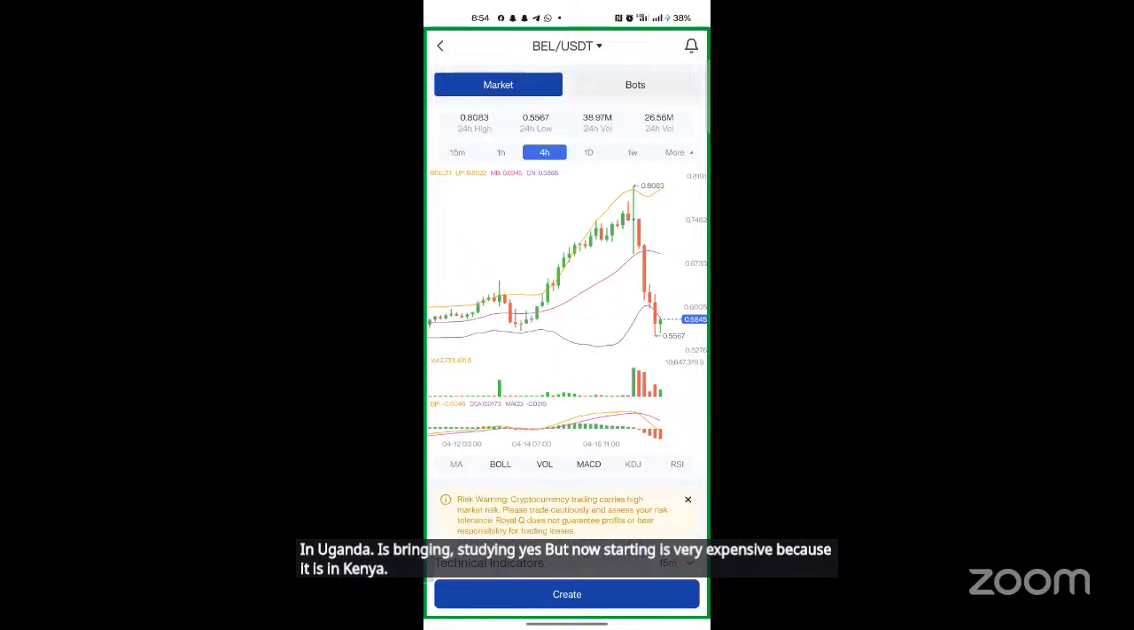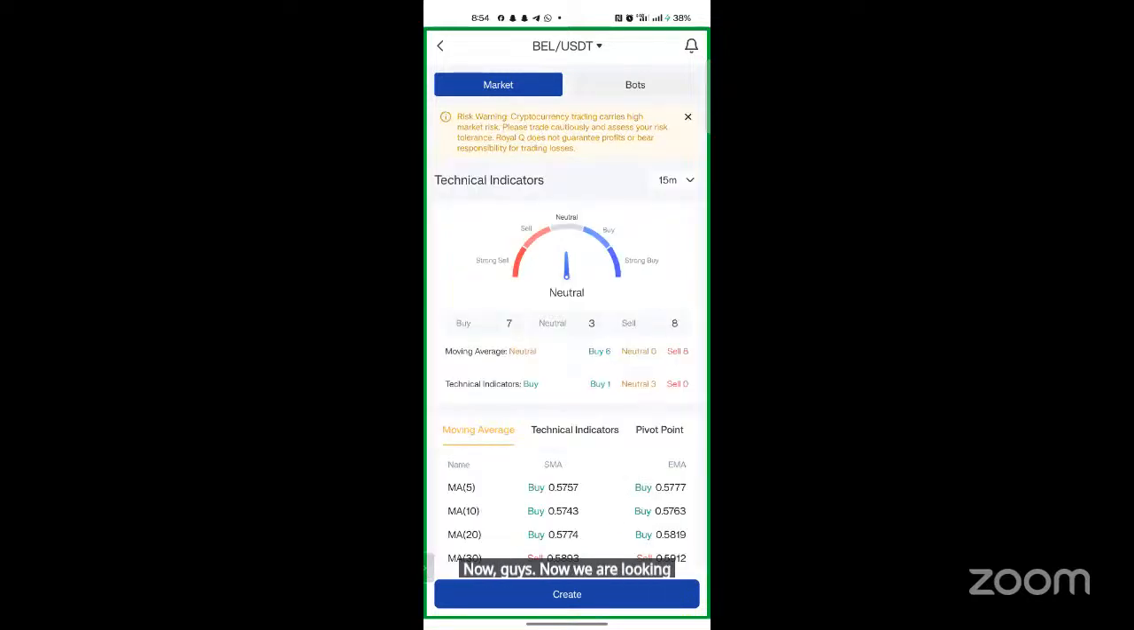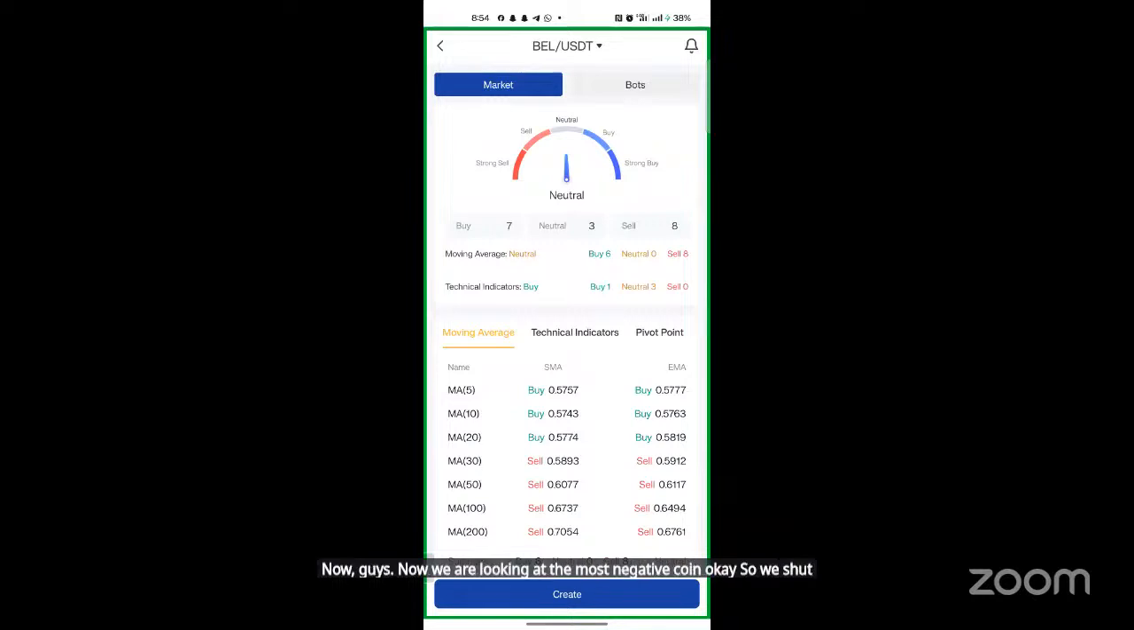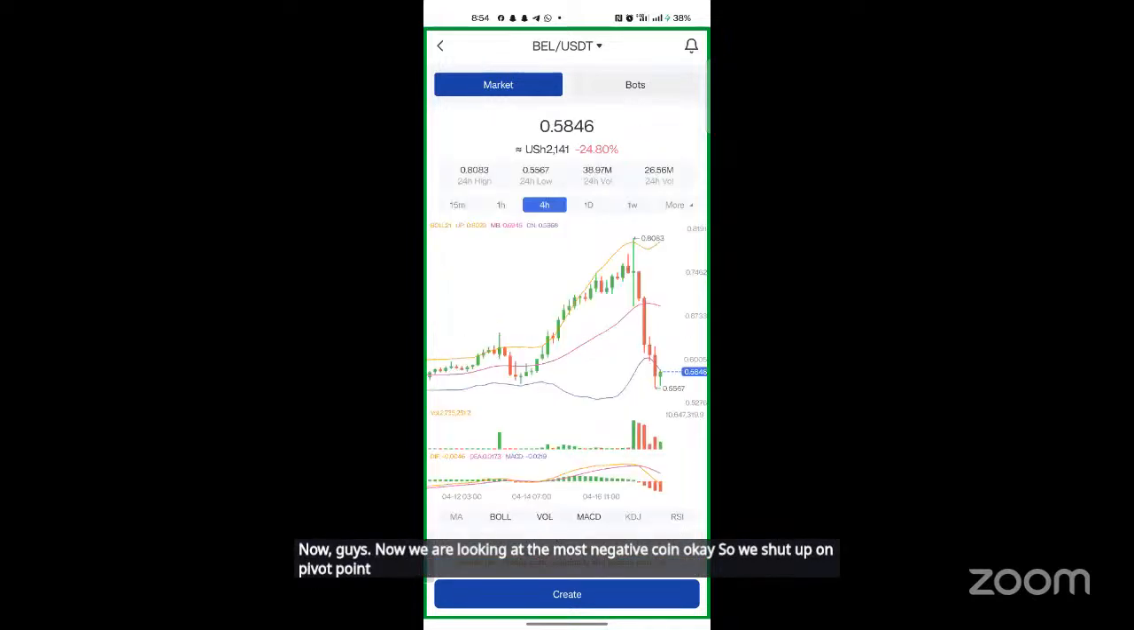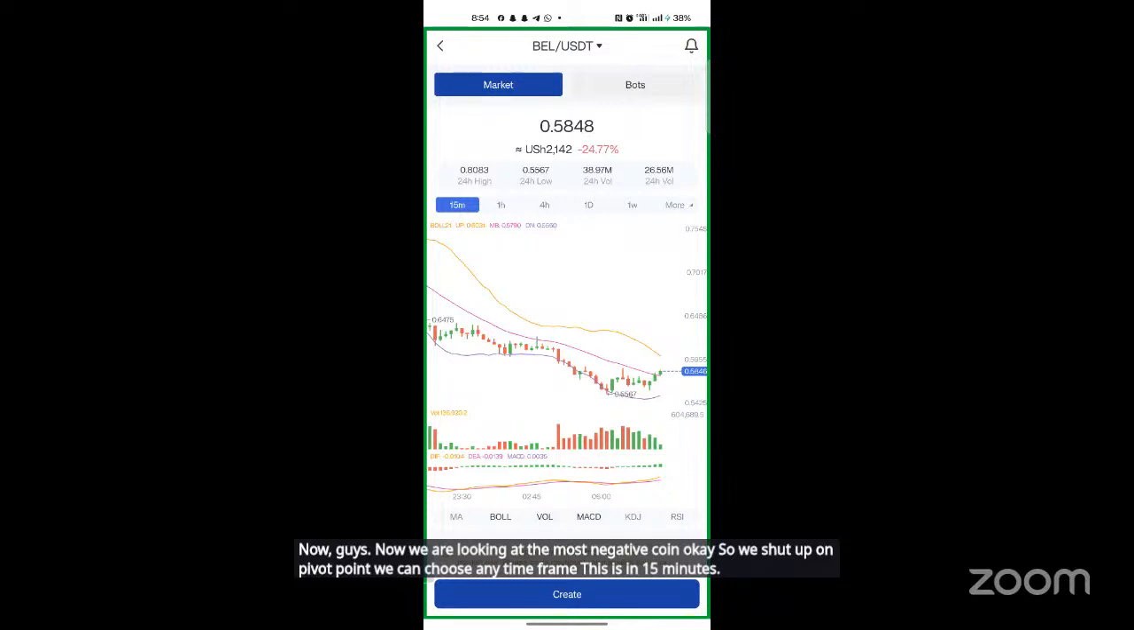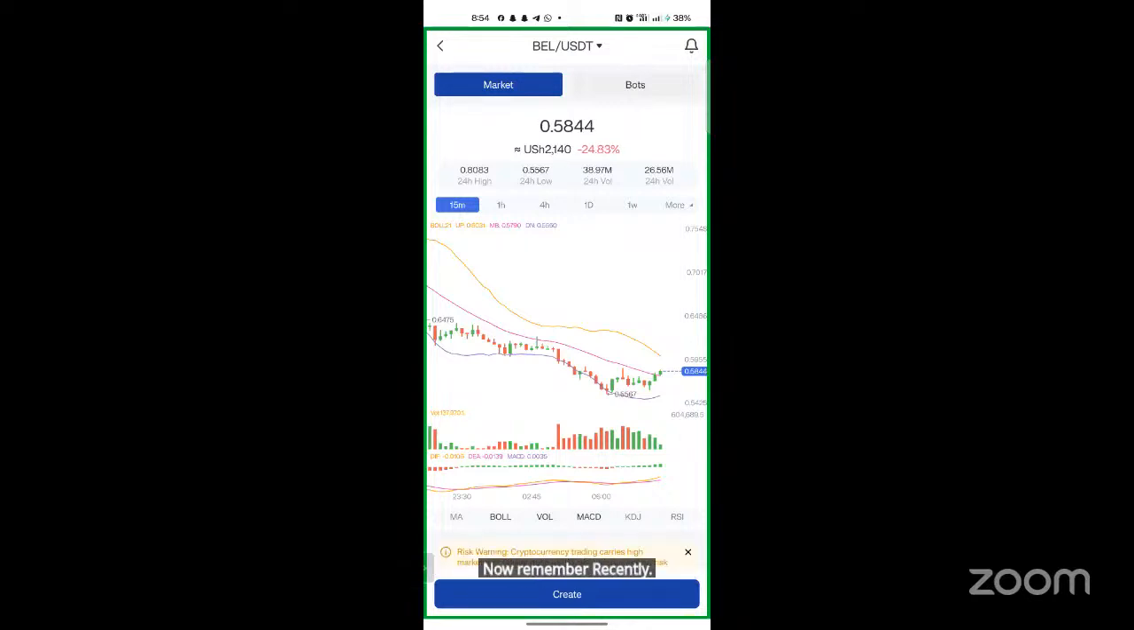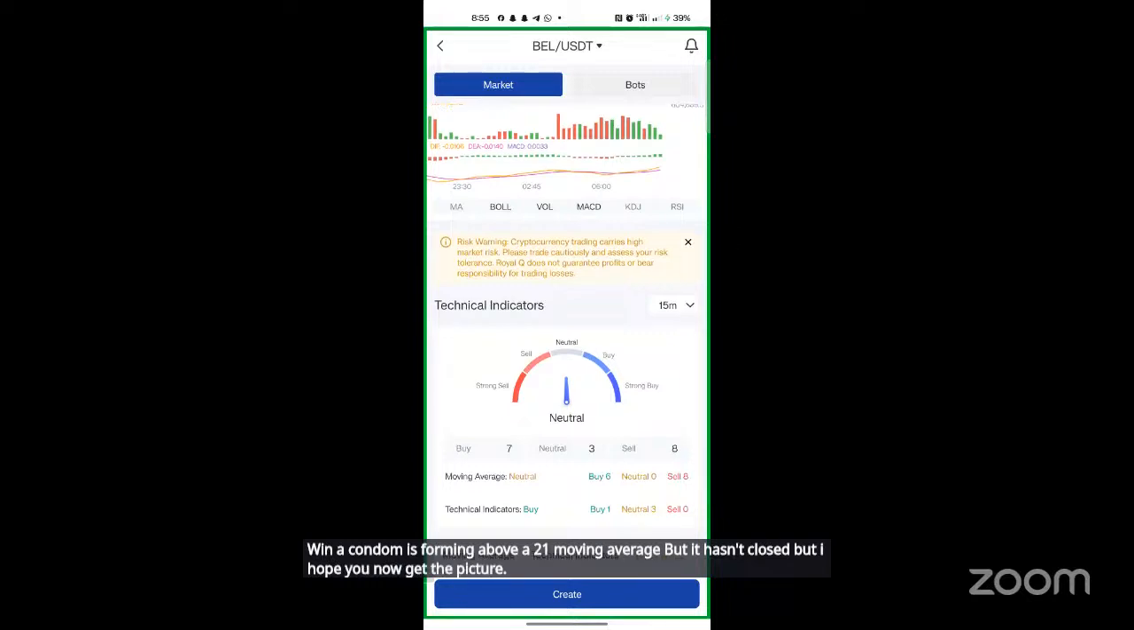Now, guys, we are looking at the most negative coin, okay? So we shall tap on pivot point. We can choose any time frame. This is in 15 minutes. Now, remember, recently we talked about moving averages. How many remember? We said that when a candle is forming above the 21 moving average, but it hasn't closed, but I hope you now get the picture. So pivot points, I'm in 15 minutes.